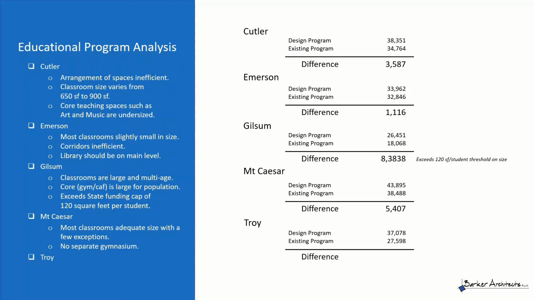Troy, being the oldest school in the district, has the largest challenges for the program. Most rooms are small for the use. The average classroom size is only around 680 square feet. However, the state rules allow small rooms if the number of students is limited.